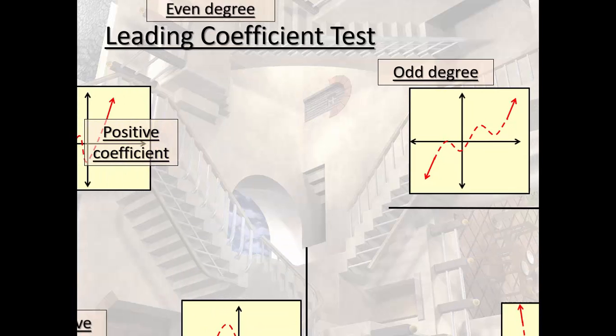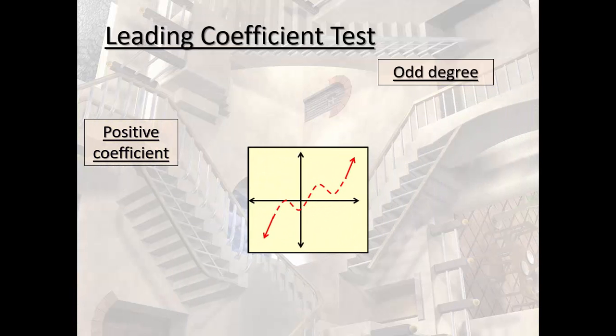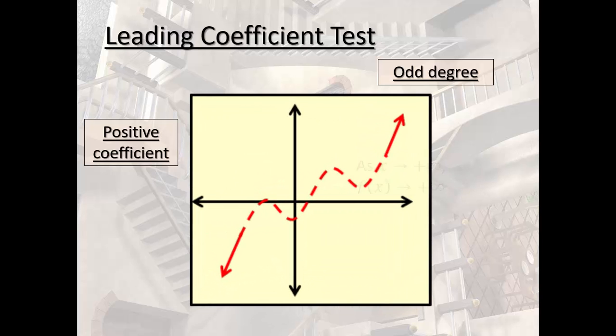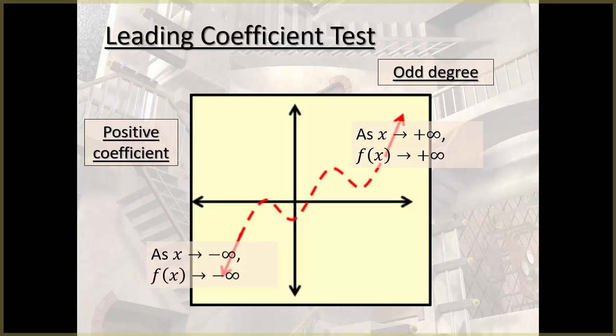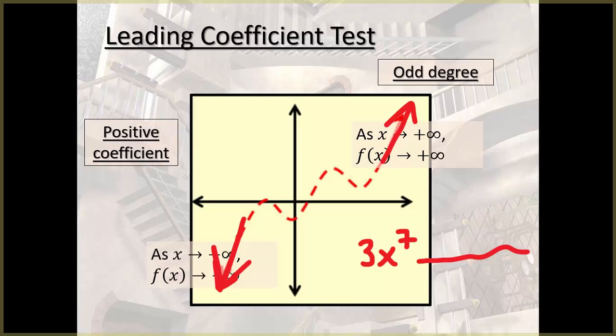Okay, odd degrees. Okay, they go in opposite directions. If it is a positive coefficient, an odd degree, so let's say you had positive 3x to the 7th. You know this. You know it's going up in that direction and down in this direction. Regardless of whatever else comes after it, you know this.